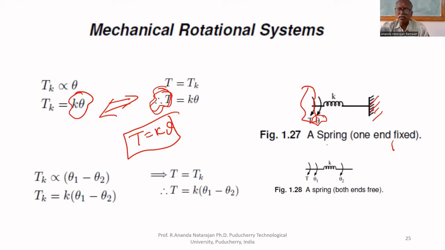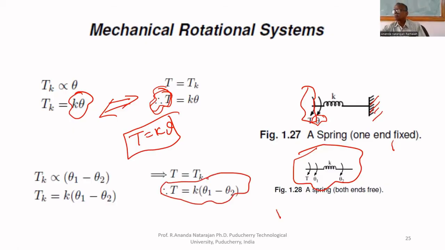That's all. If both ends are free, then T equal to k multiplied by theta 1 minus theta 2. Both ends are free. One end is displaced by an angle theta 1, followed by the other end by theta 2 only. Therefore, the net angular displacement in the spring is theta 1 minus theta 2. Therefore, T equal to k multiplied by theta 1 minus theta 2. This is the rotational system.